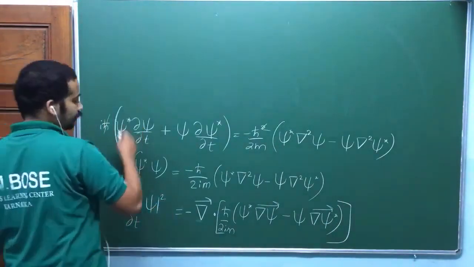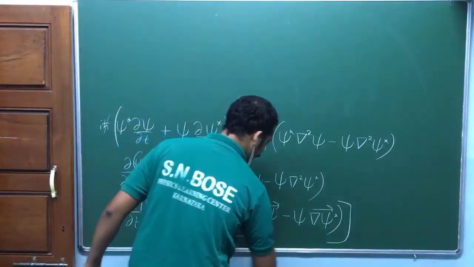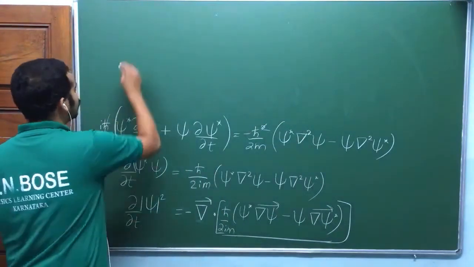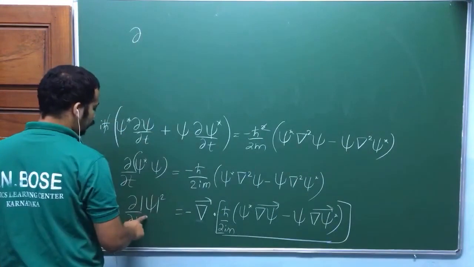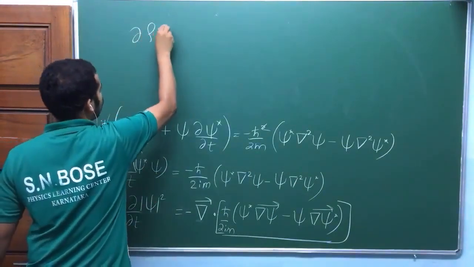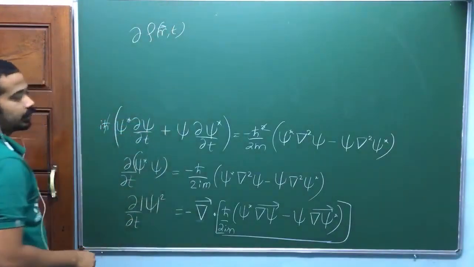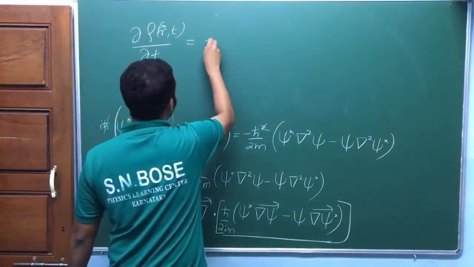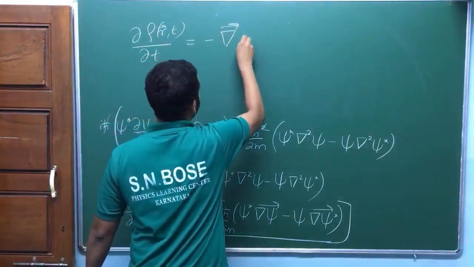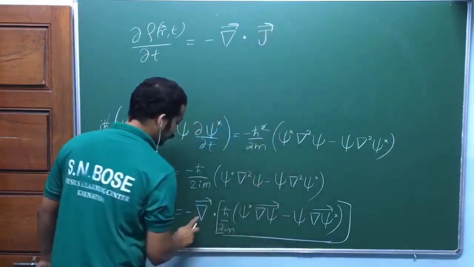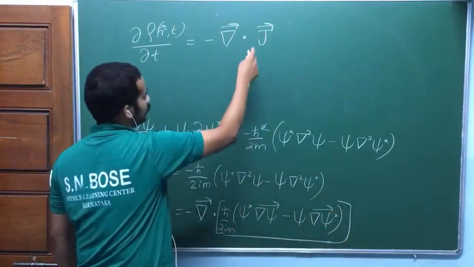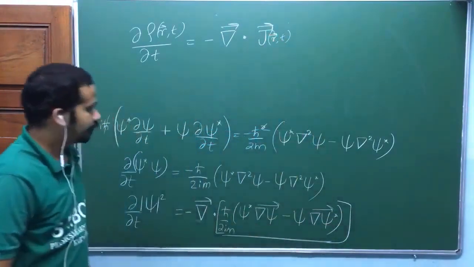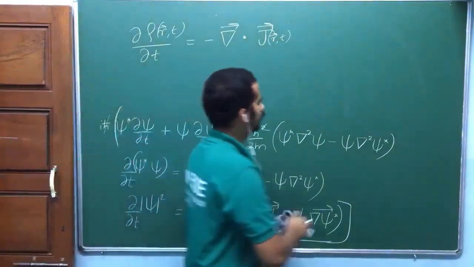Now I am going to rewrite this equation. I am going to define this whole quantity as j, okay, and I am going to rewrite the equation. The equation is like this. So ∂ρ/∂t, where ρ is |ψ|², the probability density, is equal to minus del dot j. You can take divergence. It's a divergence of a vector quantity. Am I right? So j of r comma t.